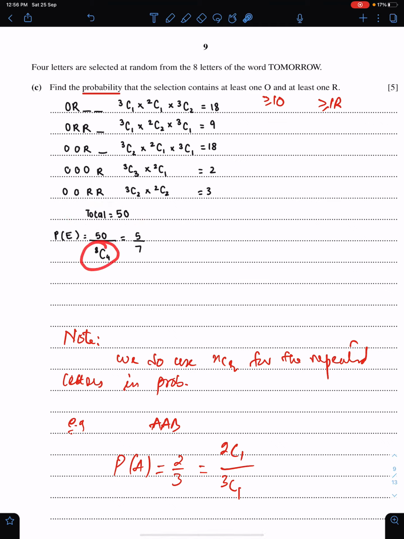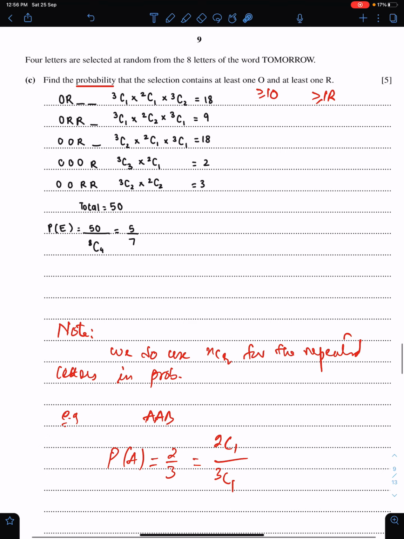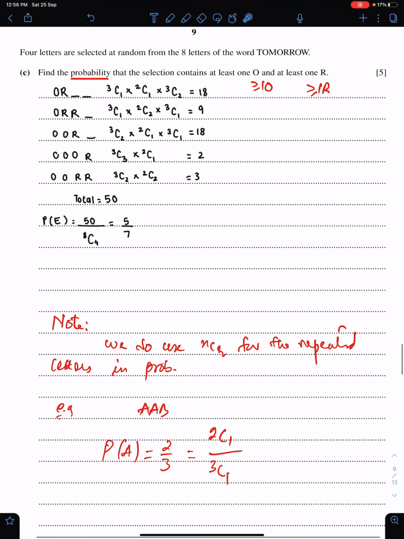And total is 8C4, because we need 4 letters from 8 letters. And the final answer is 5/7. This question is very important. So we always use combinations even for repeated letters if we find probability, because all the repeated letters have equal chance of occurring. You can take a screenshot of this solution if you want, because this question is very important.